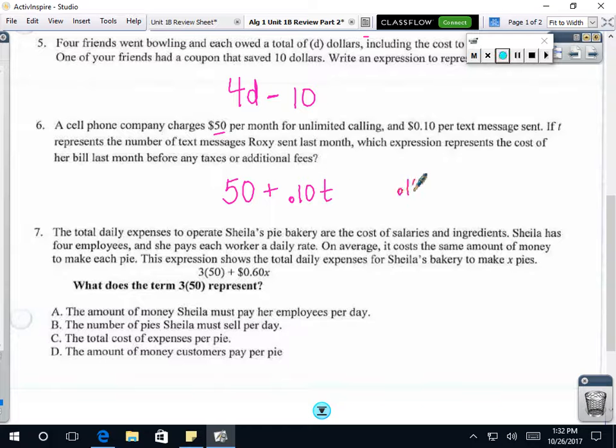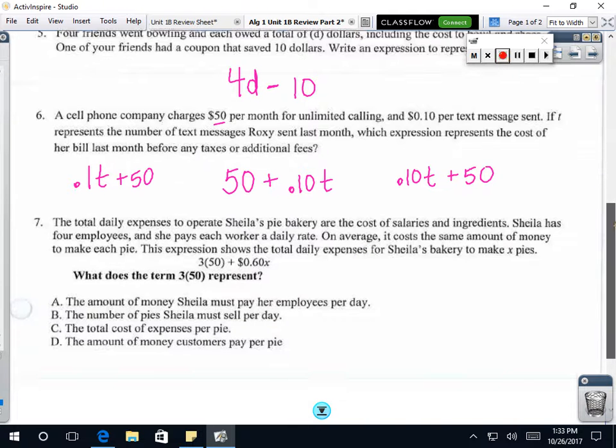Yes, you could also write it as 0.10T plus 50, or you could even write it as just 0.1T, because that's still 0.10. You don't have to have the 0 plus 50. Keep that in mind for the test tomorrow, that you don't have to have the 0. For 20 cents, you could just have 0.2. Or for 30 cents, you could just have 0.3.